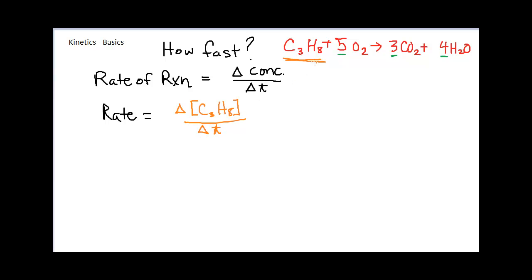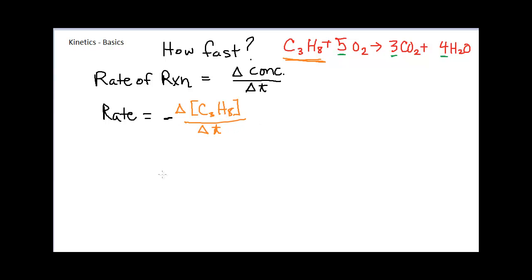Now the thing about this is since this is a reactant, I start with some initial amount of C3H8, and as the reaction proceeds, its concentration gets smaller and smaller and smaller. That means my change in concentration will be a negative value, and we can't have that. We never write a rate that is negative, and so we put a minus sign out in front. That multiplies by the negative value for the change in concentration, and we end up with a positive numerical value for the rate.